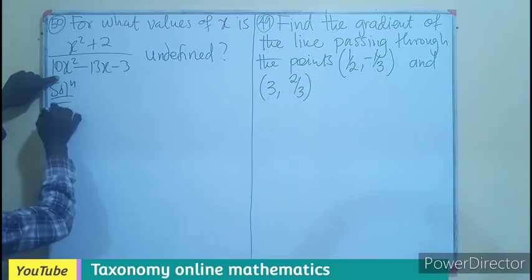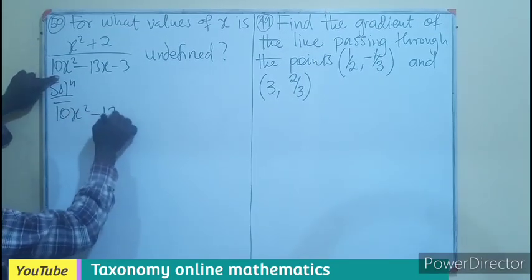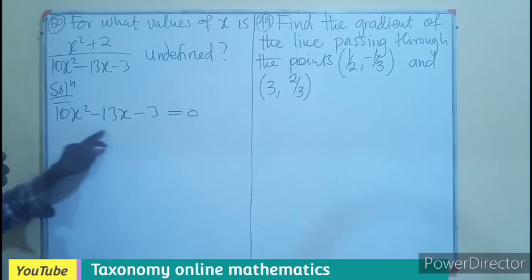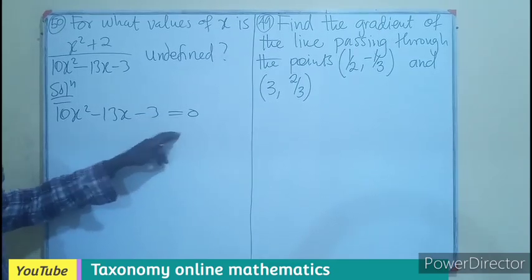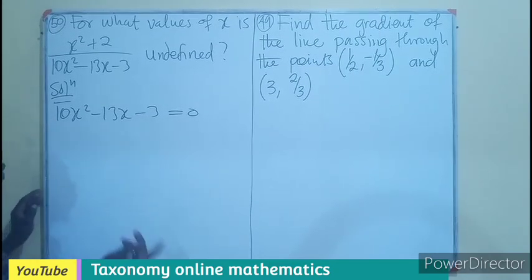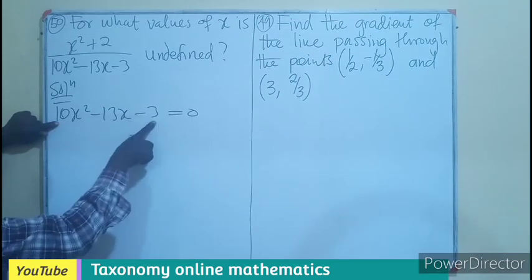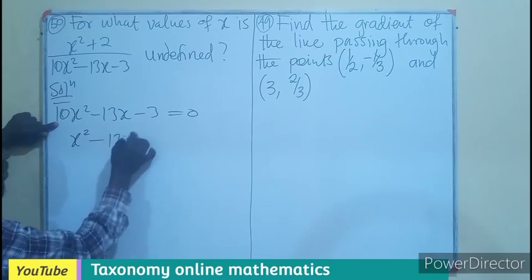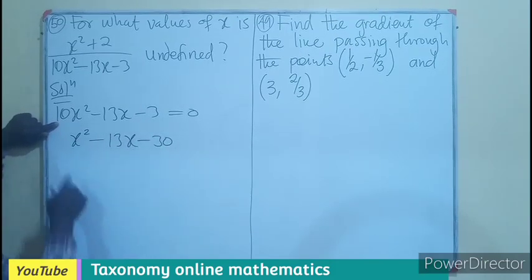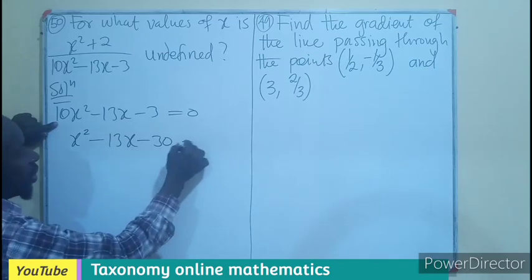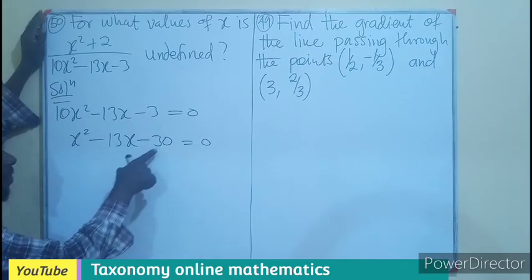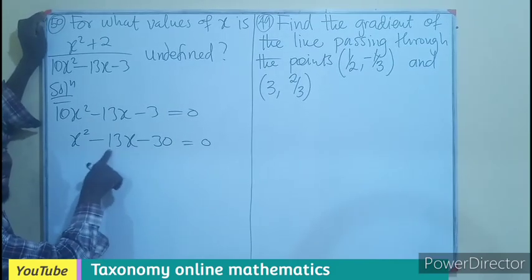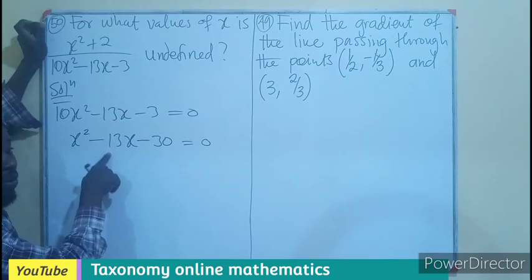So we set 10x squared minus 13x minus 3 equals 0. And that becomes a quadratic equation. We can solve it the longer method or the short way, multiplying 10 by the constant, so that it becomes x squared minus 13x minus 30 equals 0. Now we are finding factors of negative 30 that, when we add, give negative 13.